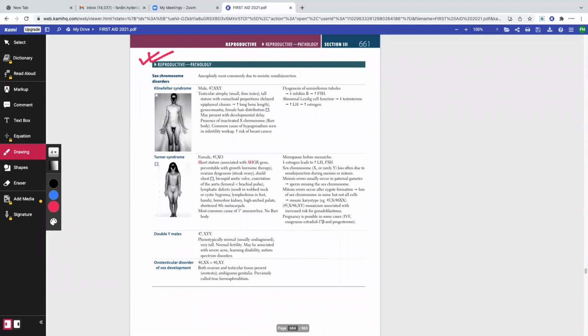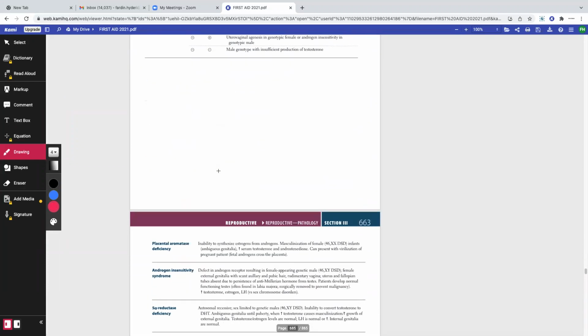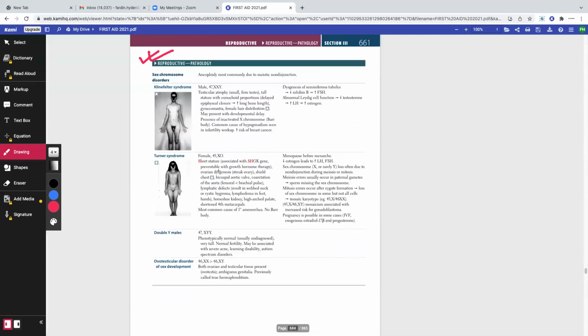Let's begin with reproductive pathology, that is sex chromosomal disorders. Sex chromosomal disorders are very important for us to understand because the presentations of these chromosomal disorders can be a little bit confusing. But you have nothing to be worried about. We will break it down into an easy form so that you can remember all of this information very easily. You have Klinefelter syndrome, Turner syndrome, double Y males, and ovotesticular disorders of sex development.